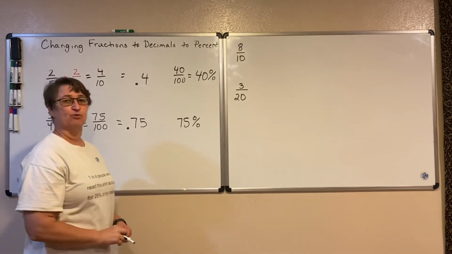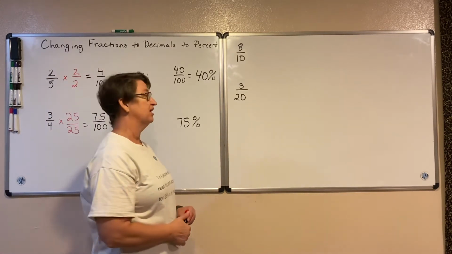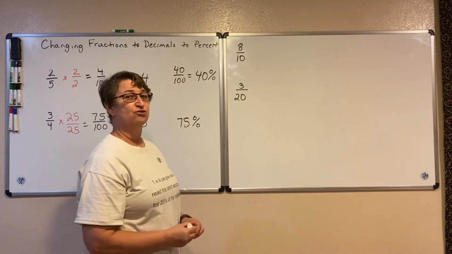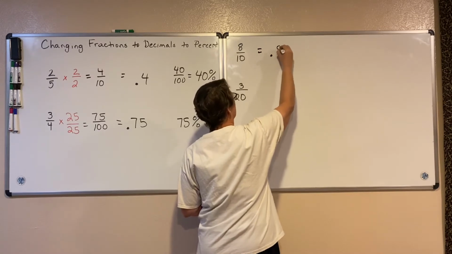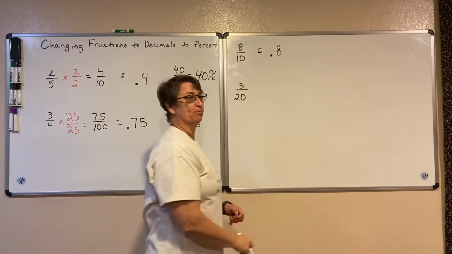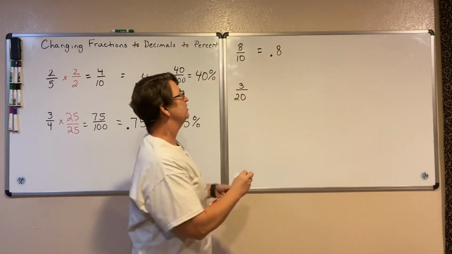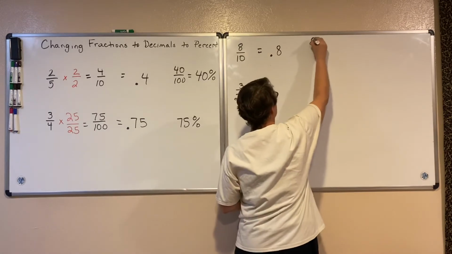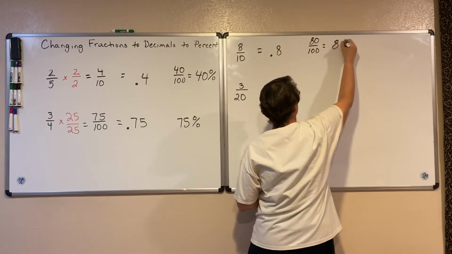Let's do the same thing with 8/10. Oh, that one's nice because it already has tenths in the denominator. So I can just rewrite that as my decimal as 0.8 because this is the tenths place. Then if I want to make it as a percent, I can multiply the top and the bottom by 10 so that I end up with 80 out of 100 or 80%.